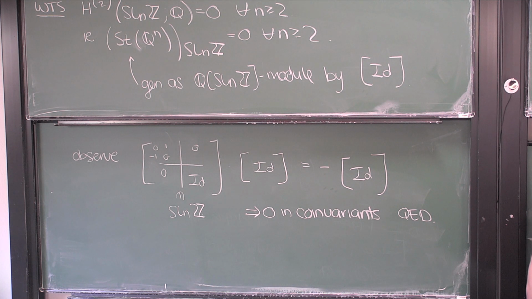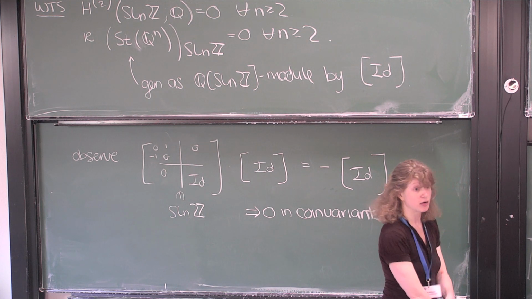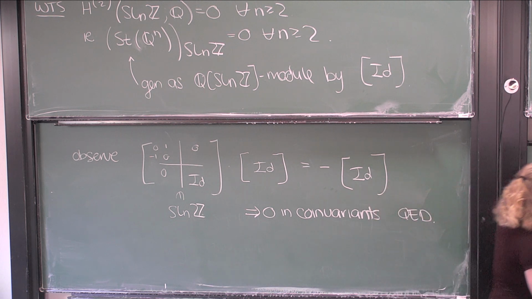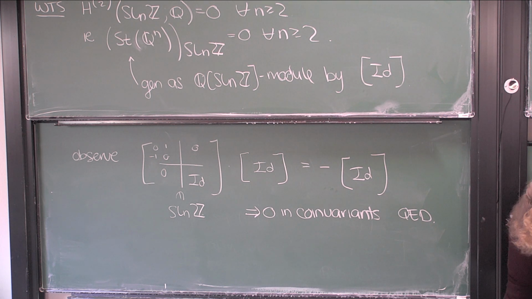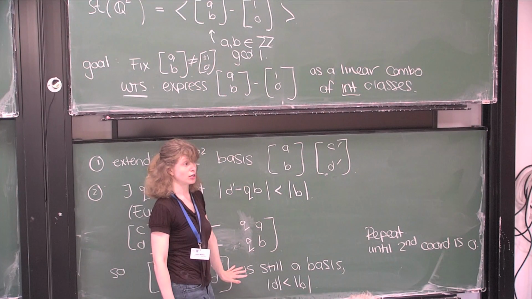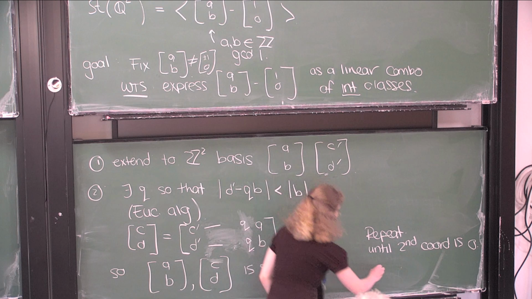So by induction, we will eventually get to 0. Okay? So, right, to repeat, until the second coordinate is 0. And that will give us a formula to express this difference as a linear combination of integral classes. So we're done.